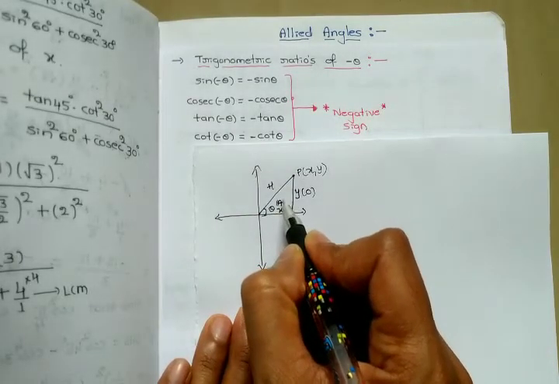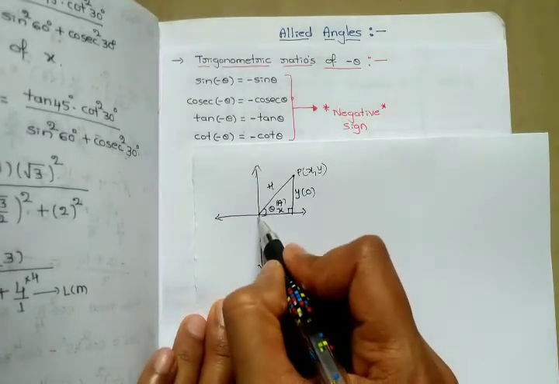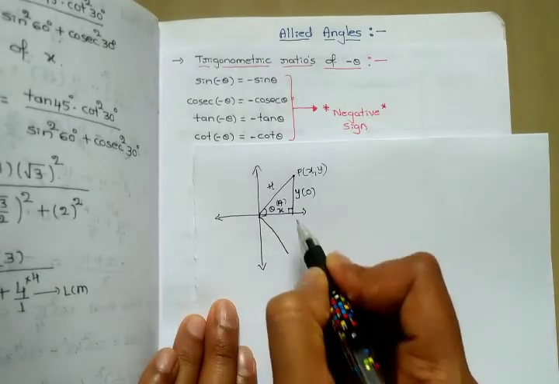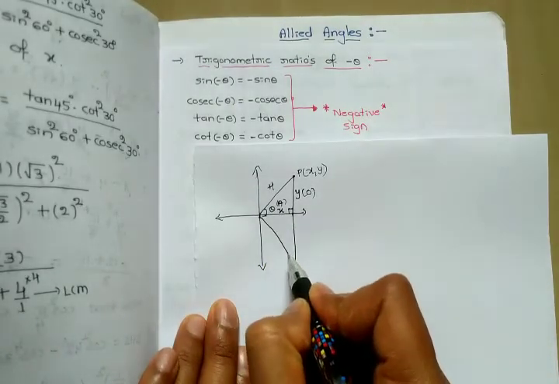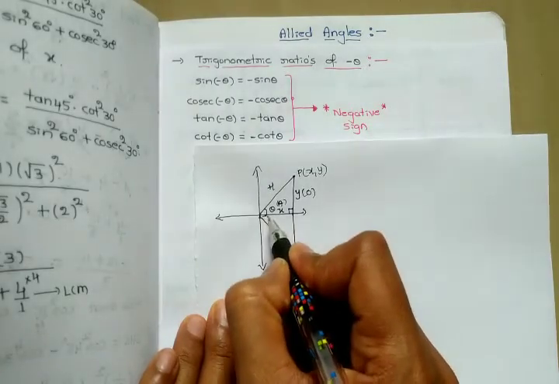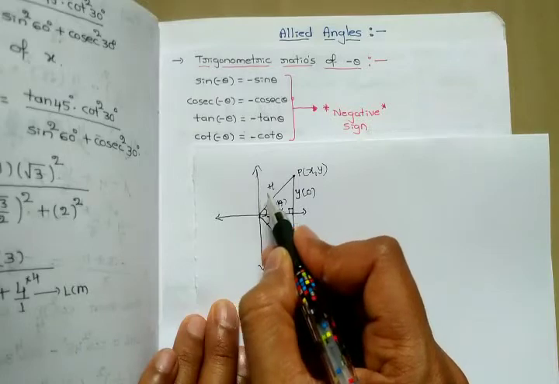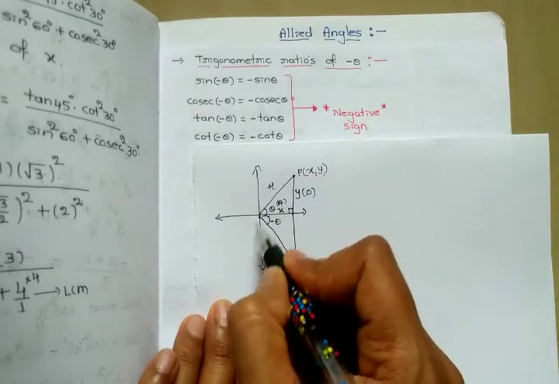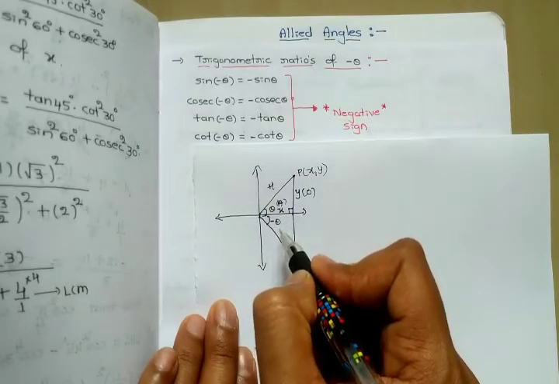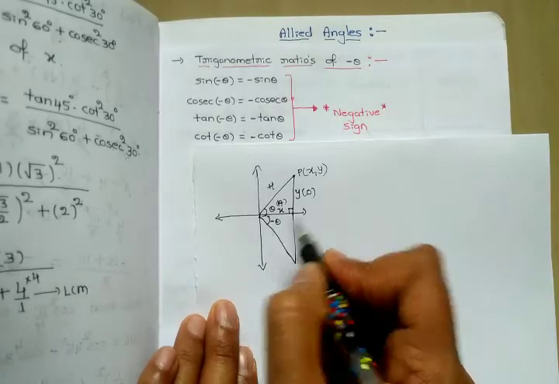Adjacent side. Okay, so next, again in the fourth quadrant, if I draw one right angle triangle, so here I am going to take minus theta. So in a clockwise direction, if I rotate, whatever the angle is going to generate, all angles are going to call it as what here?